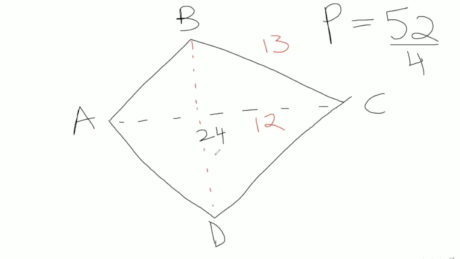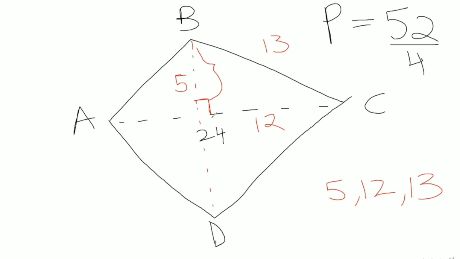Alright, so now we can use the Pythagorean theorem to find the length of the third side. Since the diagonals are perpendicular, we have a right angle here. So we have a right triangle with leg 12 and hypotenuse 13. If you know your Pythagorean triples, you know that 5, 12, 13 is a Pythagorean triple, so the length of this side is 5.